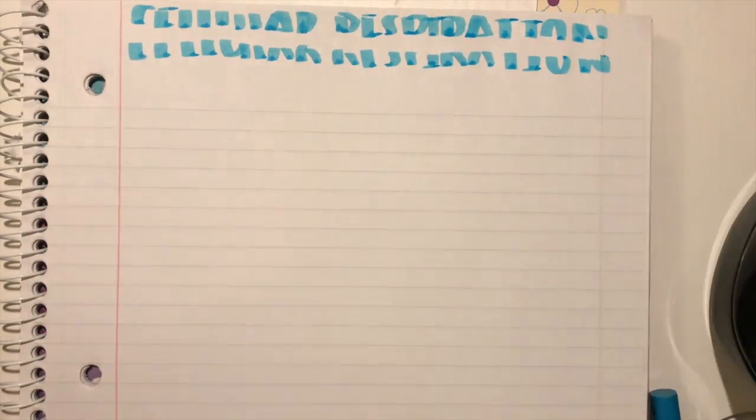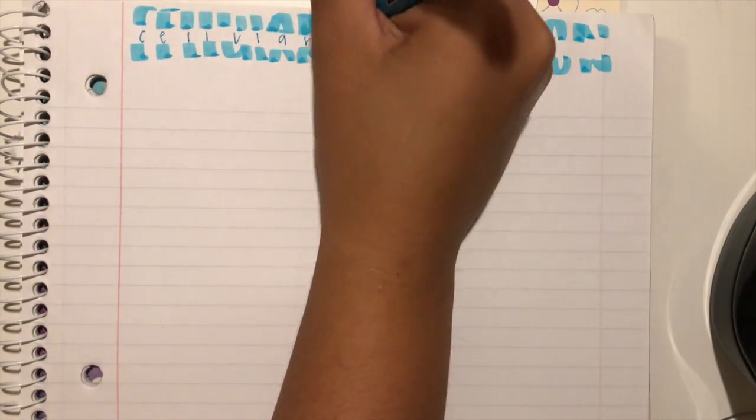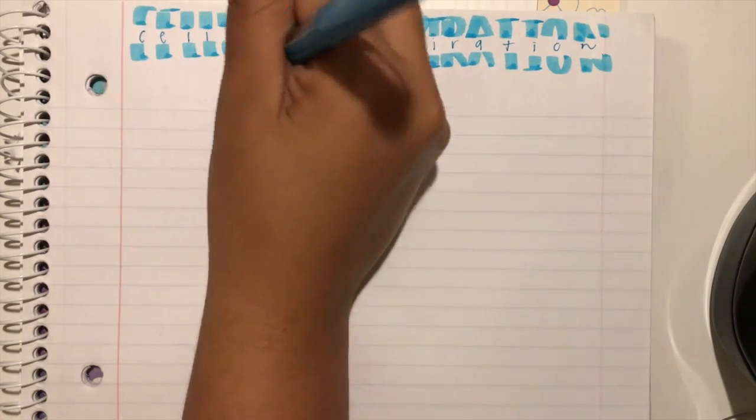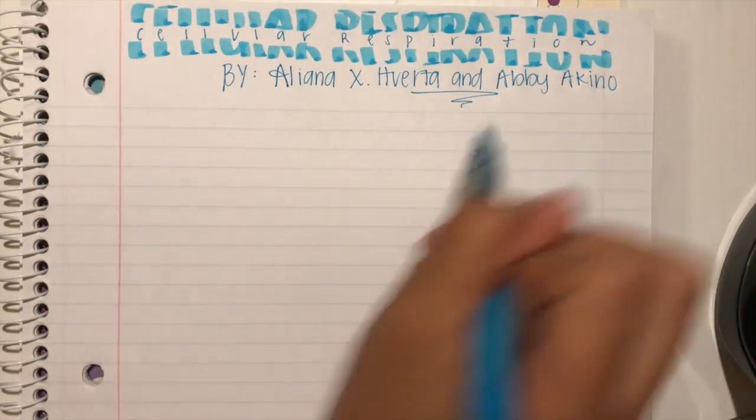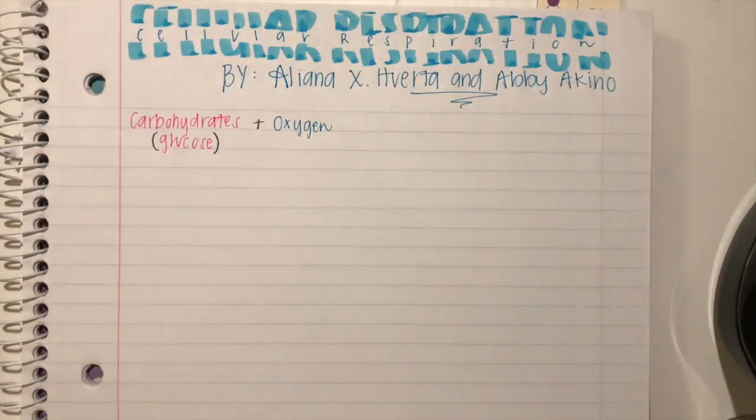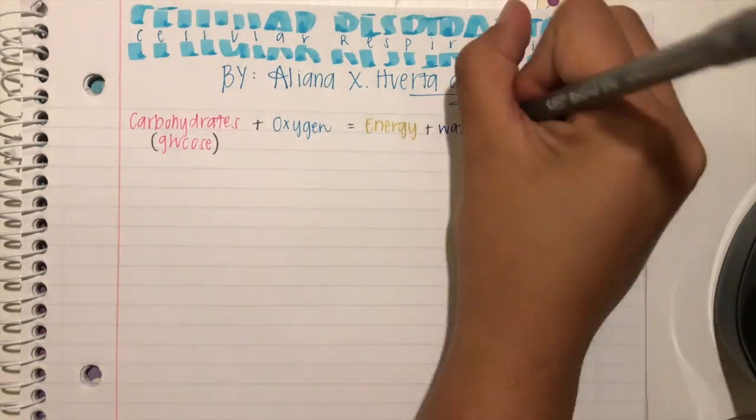First, what is cellular respiration? Cellular respiration is a process in which we use glucose and oxygen to produce ATP, water, and carbon dioxide. This is important because ATP transfers the energy that our cells need throughout our body.